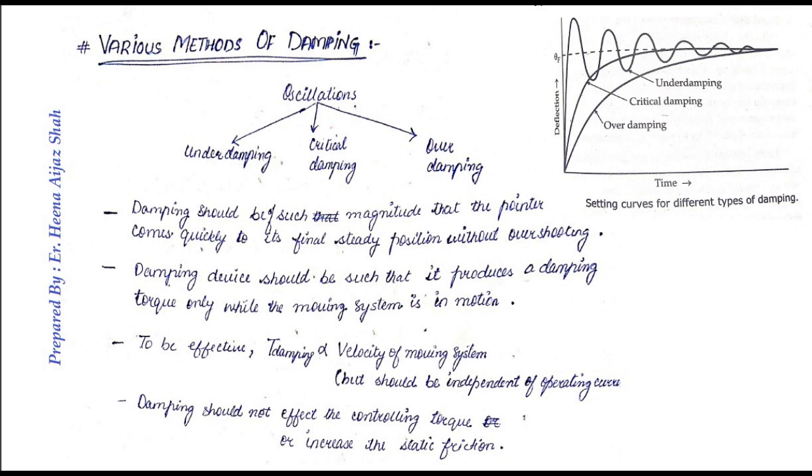So whatever damping we provide to the system, it should be of such magnitude that the pointer comes quickly to its final steady state position without overshooting. That is the reason why we do damping in any system. The damping device should produce a damping torque only while the moving system is in motion, not when the system is at rest. For its effectiveness, the damping torque should always be proportional to the velocity of the moving system.